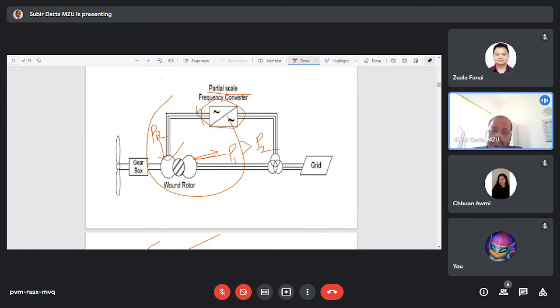So here you just see this is the power electronics converter. Now this power electronics converter is connecting one of the stators and the grid. Out of these two stators, this stator is called the primary stator and this is called the secondary stator. The primary stator connects with the grid, and the secondary stator connects with the grid via the power electronics converters.